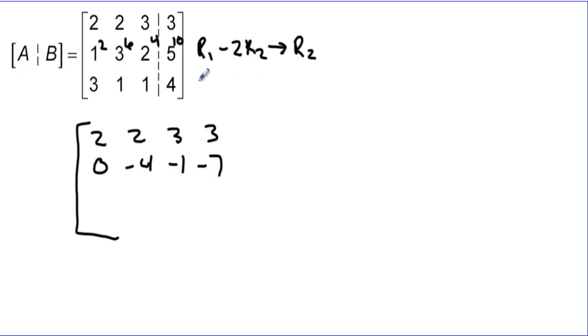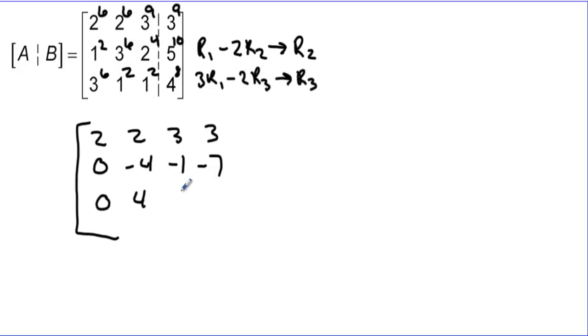We can also take row 3 times row 1 minus 2 times row 3 and replace row 3. Now we need 3 times row 1, that's 6, 6, 9, and 9. And 2 times row 3 is 6, 2, 2, and 8. 6 minus 6 is 0. 6 minus 2 is 4. 9 minus 2 is 7. And 9 minus 8 is 1.